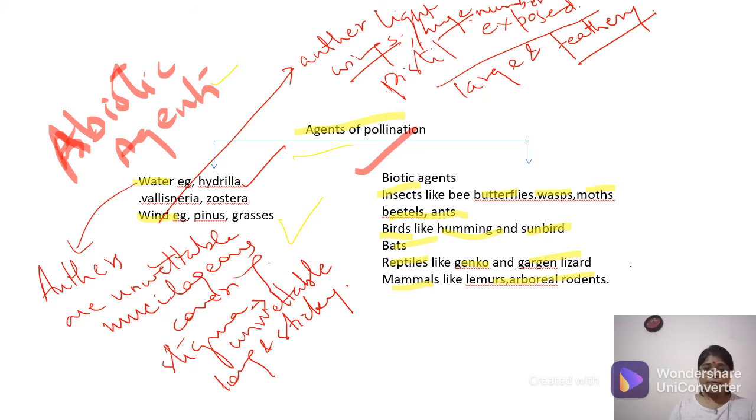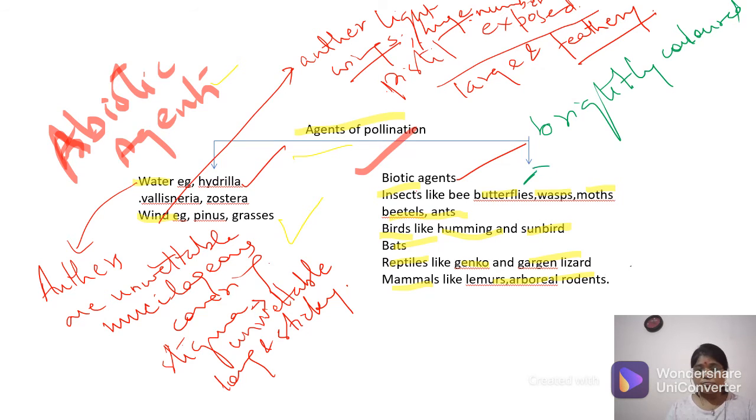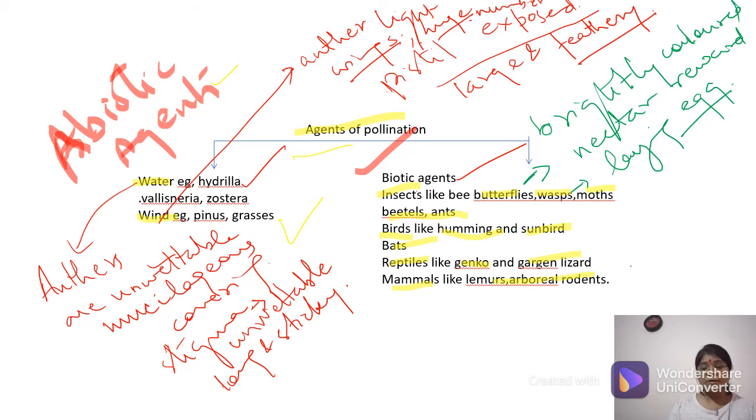Now with biotic agents, these flowers are brightly colored, as you know. They are brightly colored, and they also give nectar as a reward to the insects. They also give them space for laying eggs. In some insects you will find that they lay eggs also.